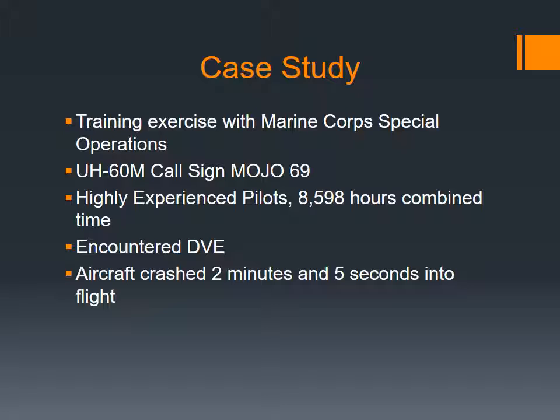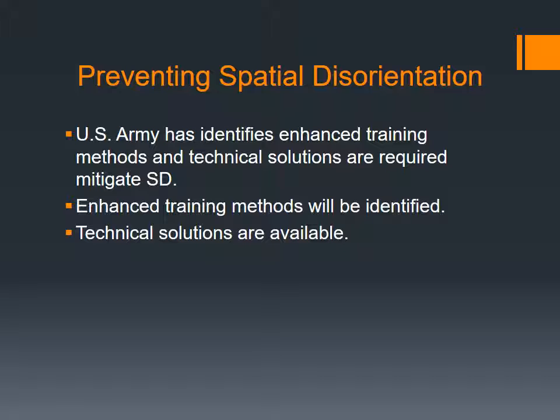It was concluded that Mojo 69 is a classic example of an aircrew becoming spatially disoriented while flying a systems-intensive aircraft and failing to detect a dangerous flight path. Although aviators may be very experienced, the lack of continuous training regarding spatial disorientation is a major concern. The U.S. Army identifies that enhanced training methods and technical solutions are required to properly mitigate spatial disorientation accidents.